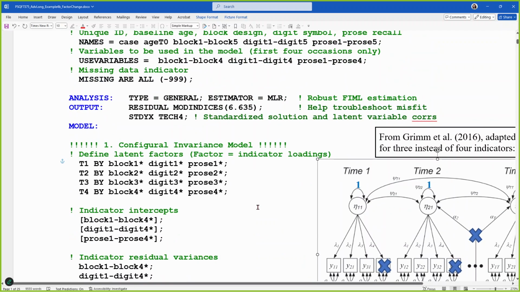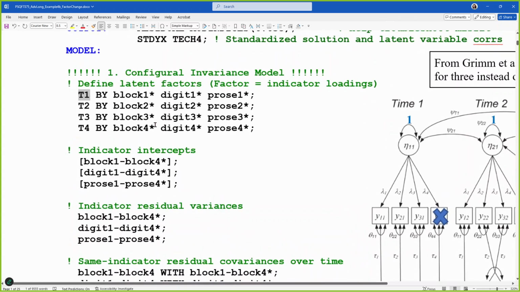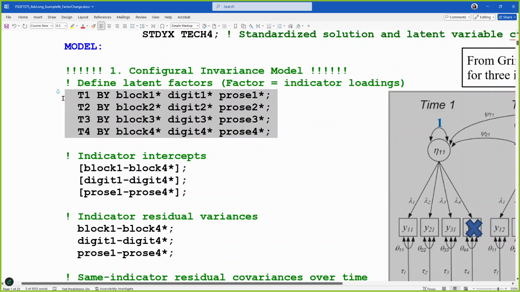Now here's how we do it. So I'm not that creative when it comes to naming things. T1 means the first occasion. And I am writing all the stars out to be explicit, but you don't actually need to write them. It is assumed to be estimated by default. So I am asking for factor loadings here to all be estimated. So this has no constraints on it. All possible loadings are being estimated.